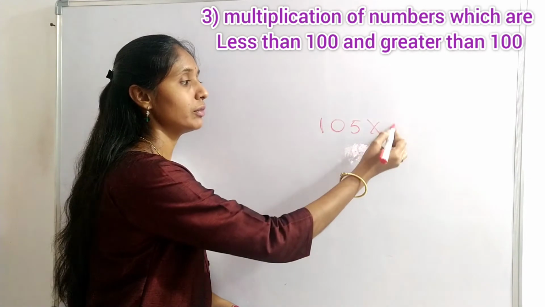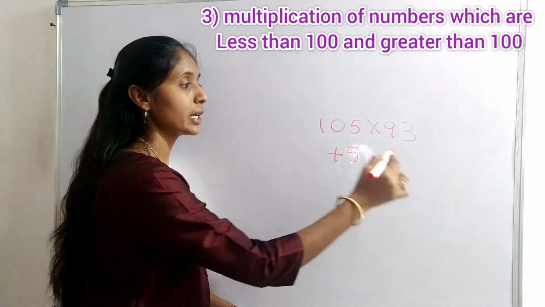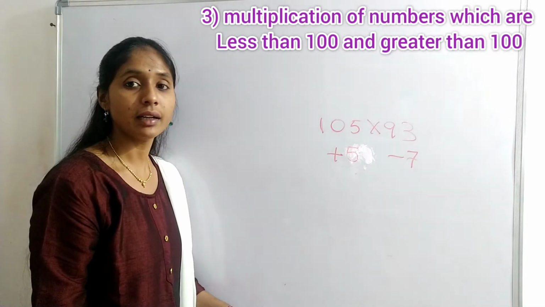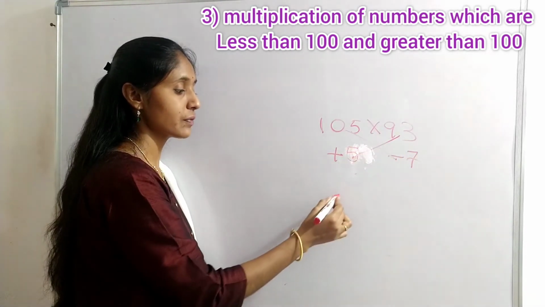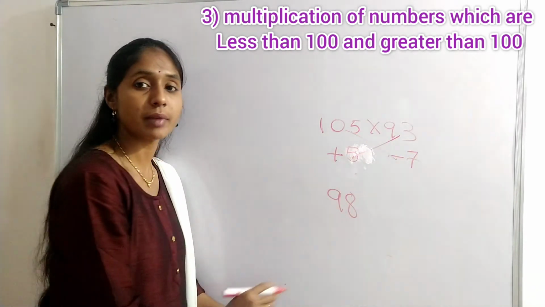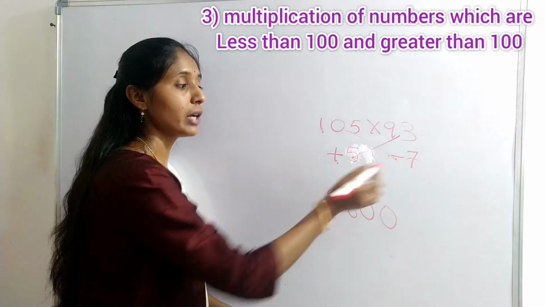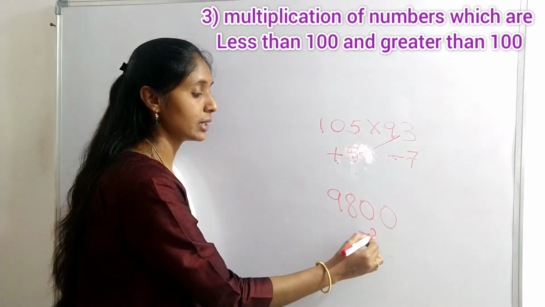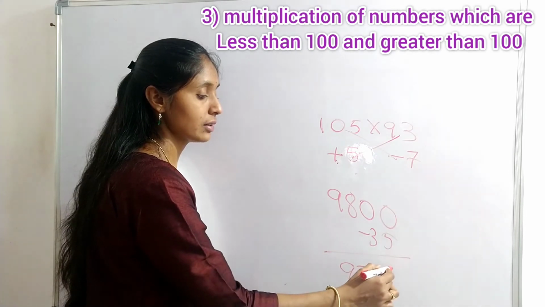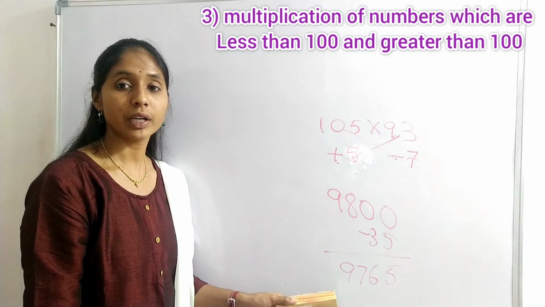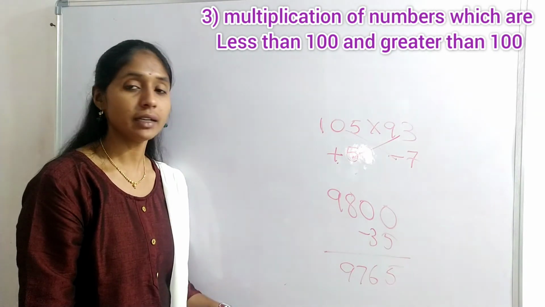Let me see another example. 105 into 93. Okay. This is plus 5 greater than 100 and minus 7 less than 100. So, next cross subtraction and addition. 93 plus 5, 98 and 105 minus 7, 98. Then place 2 zeros, plus 5 and minus 7, minus 35. Okay. Then 9765. Okay. This is the product value of 105 and 93.